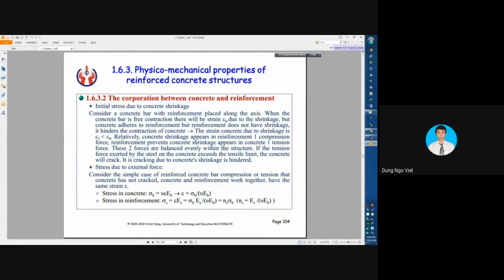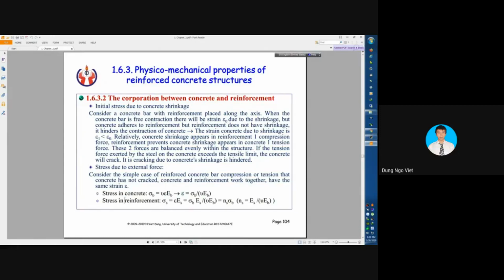This is the initial stress due to concrete shrinkage, and the second one is stress due to external force. We consider the simple case of reinforced concrete bar in compression or tension where the concrete has not cracked. Concrete and reinforcement work together and have the same strain, epsilon. So in that case, the stress in concrete is sigma b, and it's equal to the multiplication of epsilon and the elasticity modulus. So we can estimate the strain of the concrete.